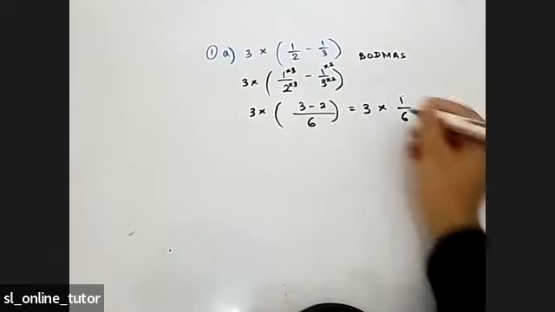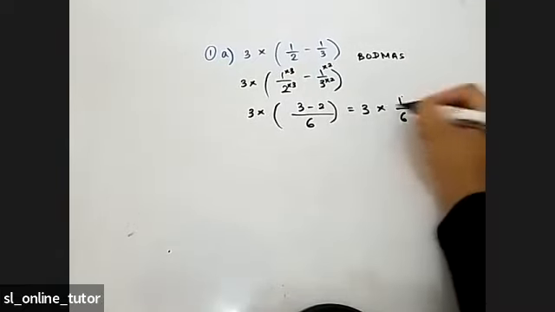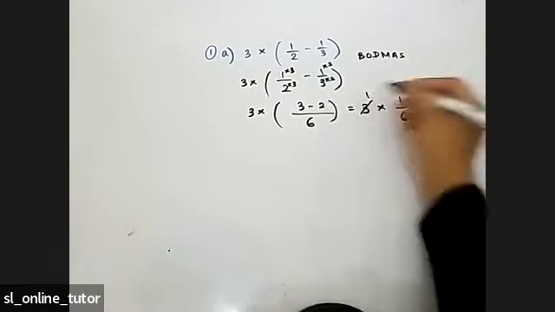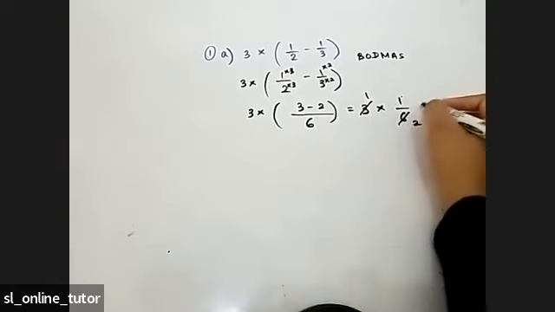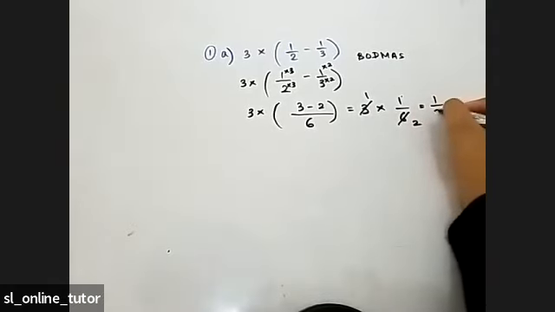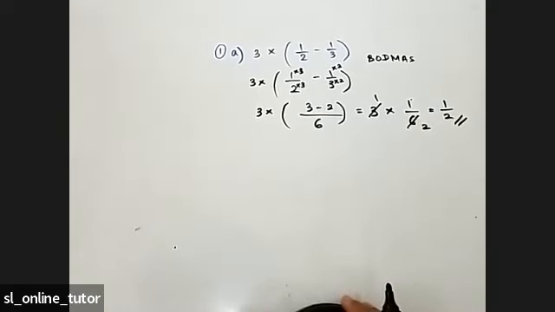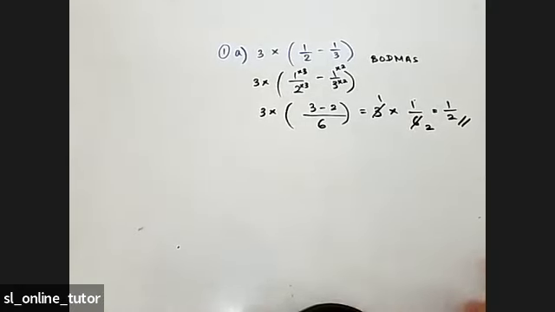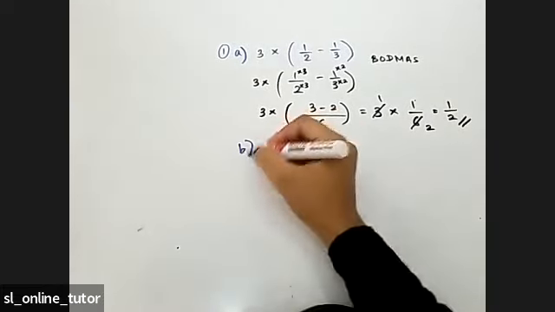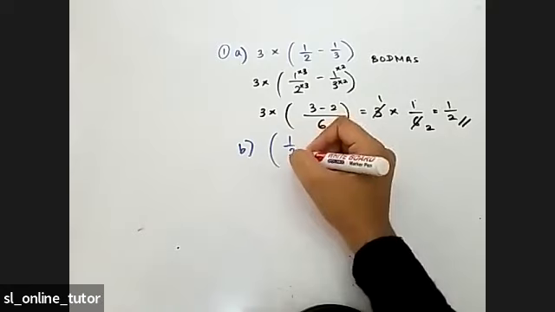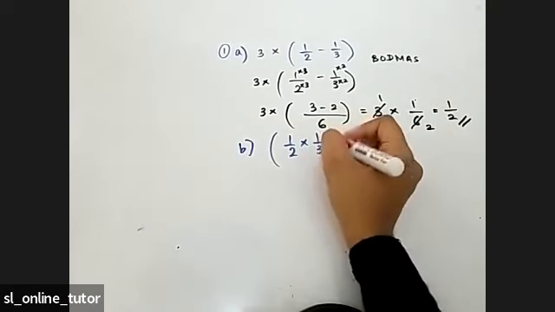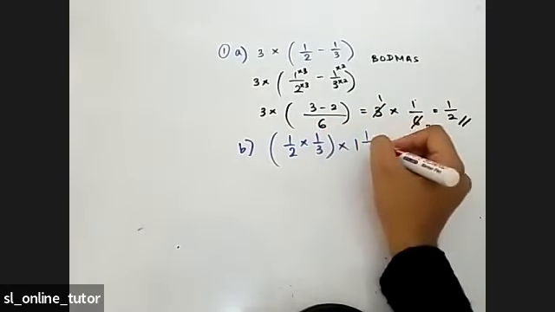Now no need for brackets. Now you can go to the multiplication. 3 and 6 are divisible: 3 ones and 3 twos. Final answer is 1 into 1, 1 upon 2. Can you understand? What we did here: we solved the brackets, we made the common denominator, and then we simplified the rest.